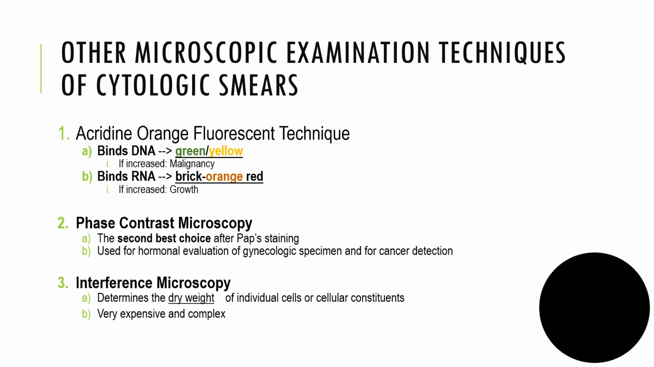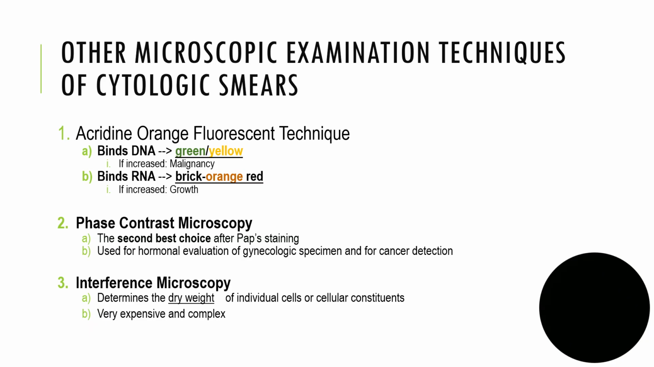Second, we have the phase contrast microscopy. This technique exploits differences in the refractive index of cellular structures to generate contrast without staining. It is considered the second best choice after pap staining. It is used for hormonal evaluation of gynecologic specimens and for cancer detection. The advantage is that it can be used on unstained living cells.